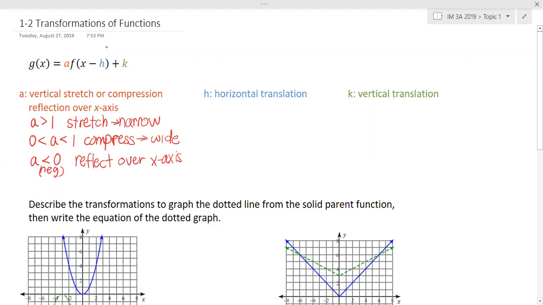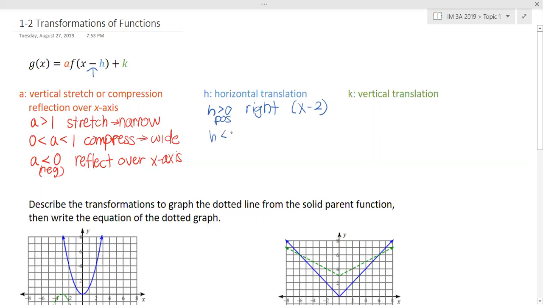The next piece of a function that you need to be aware of is H. So H creates the horizontal translation. When H is a positive number, that's going to move it to the right. The funny thing about H is that notice it's being subtracted here. And so if I have something like, for example, x minus 2, that's going to move my graph to the right because that H value is positive.